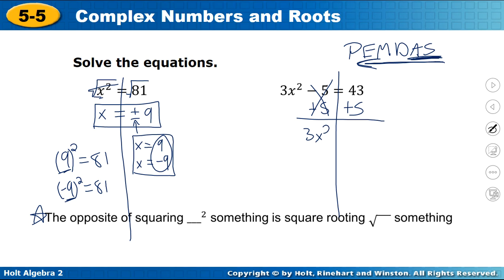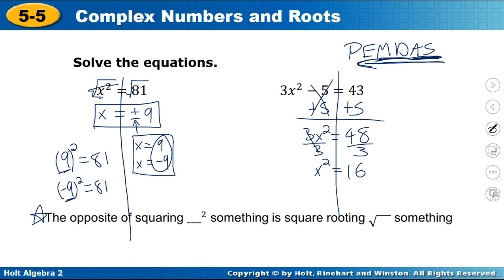A 3x squared on the left equal to 43 plus 5 is 48. Alright, and now I'll work on anything I'm multiplying or dividing. So I'm currently multiplying 3 to my x, so I will divide by 3 because that's the opposite of multiplying. Now I have x squared equals, I believe, 16.